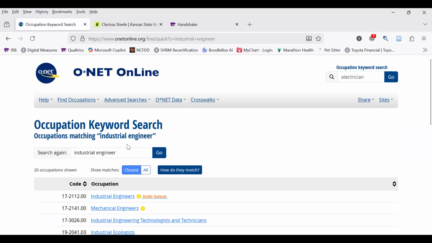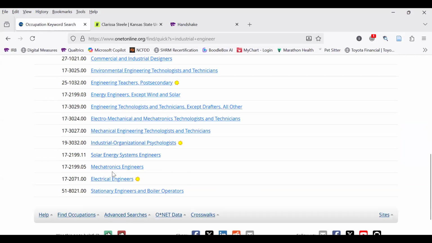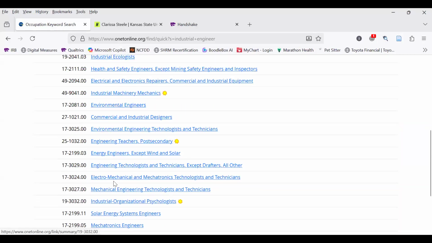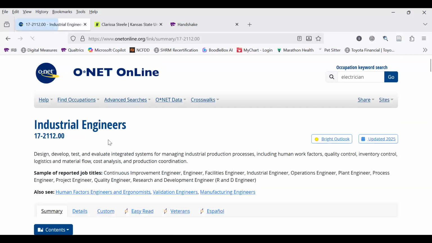And then you can see where it has codes that match industrial engineer, and it gets into a lot of detail. So if you know specifically what the position looks like, you can get something more specific than just industrial engineer. I don't have a specific job in mind, so I'm just going to go to industrial engineer, but let me show you what's in here.